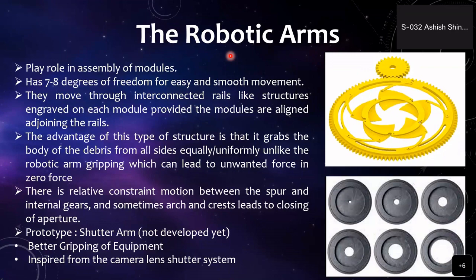Now, the advantage of this shutter mechanism for debris collection is that it holds the debris from all sides equally and uniformly, unlike robotic arm gripping, which can lead to unwanted force.